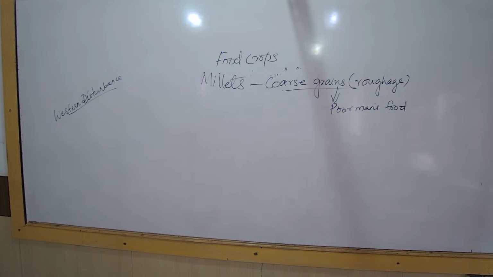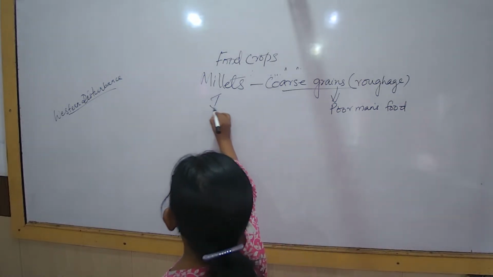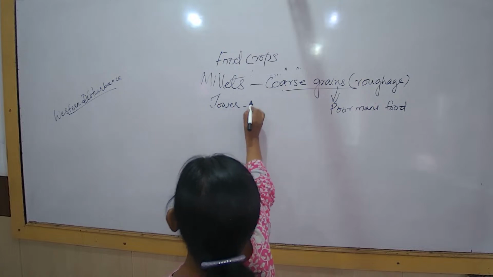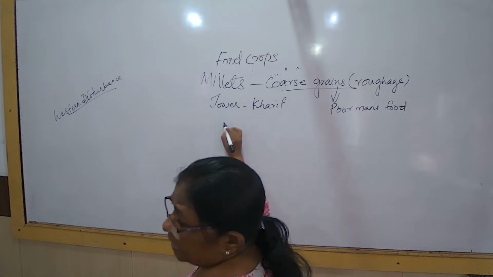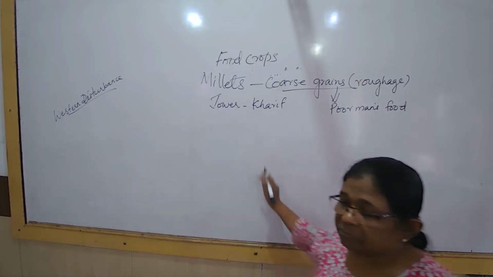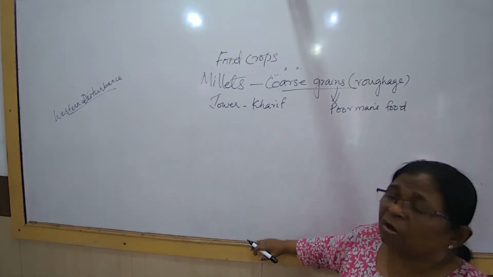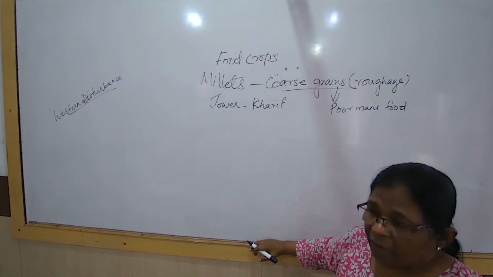Okay. Next one, which are they? Jowar, bajra, and ragi are the main millets. Out of that, if you take one, jowar is a kharif crop. Kharif season.